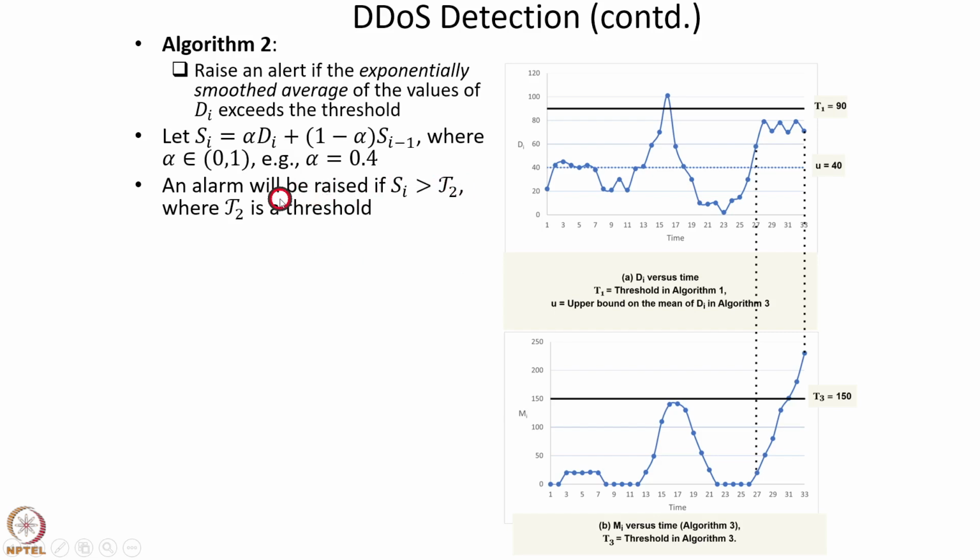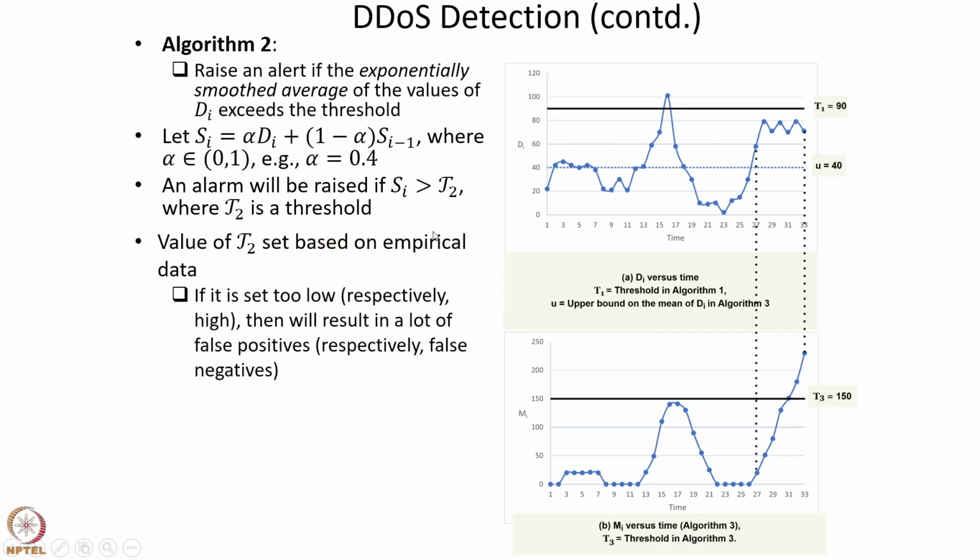In this case, we don't focus on a single value of di, but we average it and then raise an alarm only if the average value is greater than some threshold tau 2. This value of tau 2 is set based on empirical data. There is a trade-off in setting the value of tau 2. If tau 2 is set too low, it will result in a lot of false positives, and conversely, if tau 2 is set too high, it will result in a lot of false negatives.